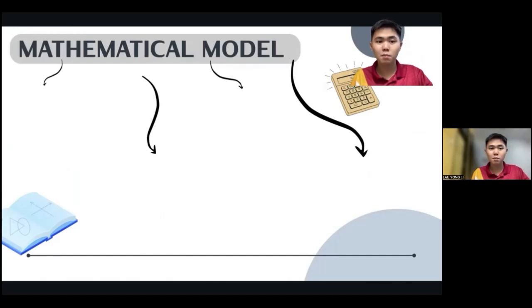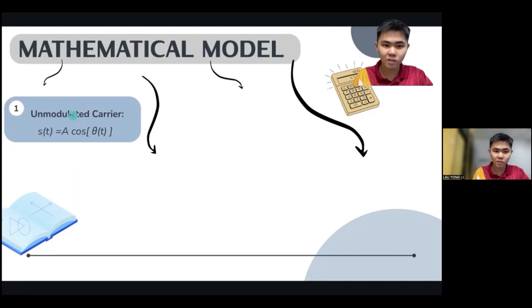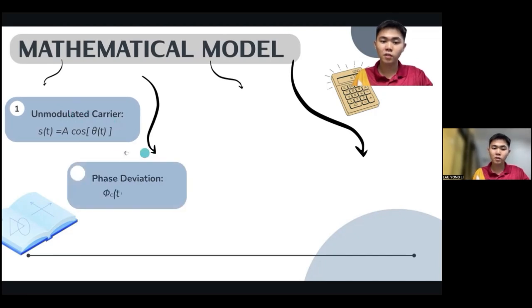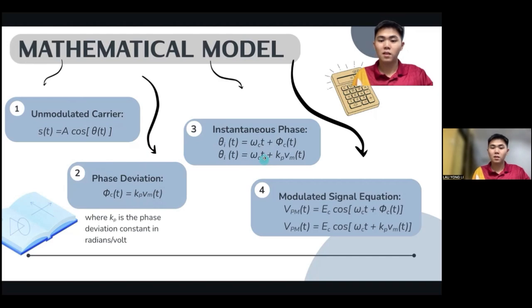Let me introduce some basic mathematical models. These are the equations for the unmodulated carrier, and this is the formula for the phase deviation, which is the phase deviation constant in radians per volt multiplied by the message signal. As we know, the instantaneous phase formula is this, then we substitute the phase deviation into this equation, and we can get this. Then we substitute the instantaneous phase into the unmodulated carrier, and we can get the modulated signal equation.